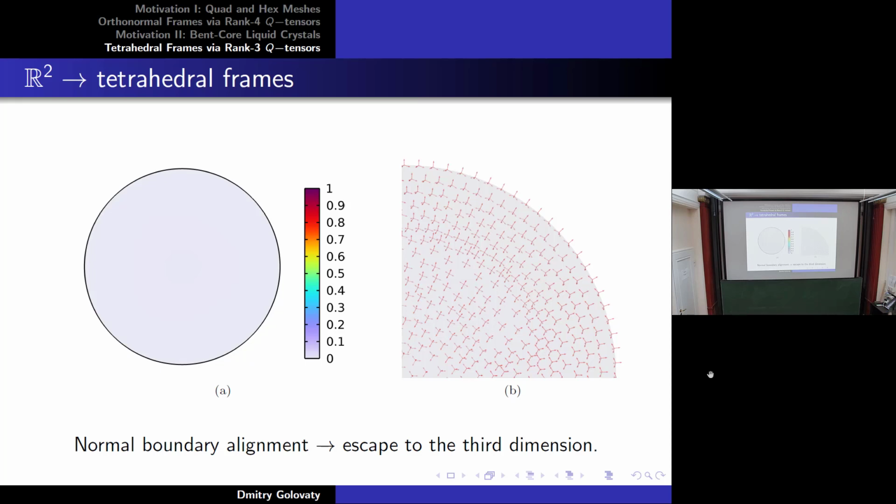And it turns out that in this case, also, it is topologically possible for the frame field to escape into the third dimension. For those who are familiar with crystals, that is what happens there. That means that basically you can find a solution which has no singularities inside the domain. So even though the object somehow is more complicated than just a vector, you still have the escape.